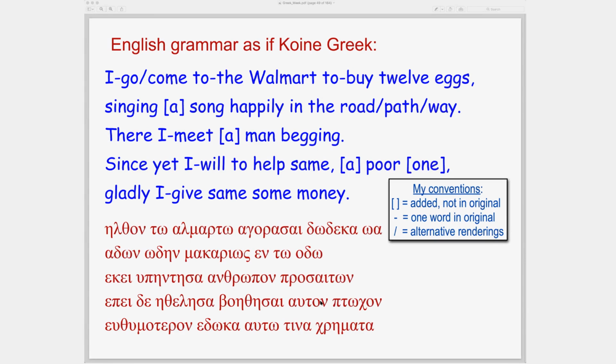Their third person, what we would translate as a third person pronoun is same. We'll get into that a little bit later. The poor one, gladly, I give, same, some money. Okay, so I don't want to belabor this back translation. The point is that they're speaking in a different style, and we just have to get used to that.